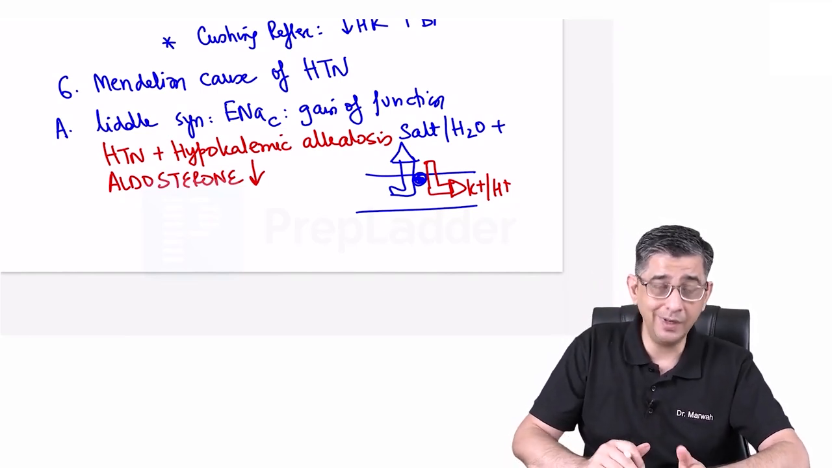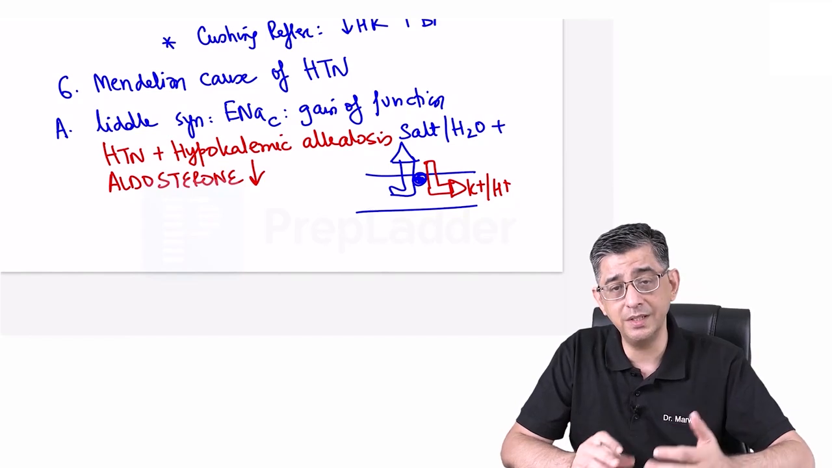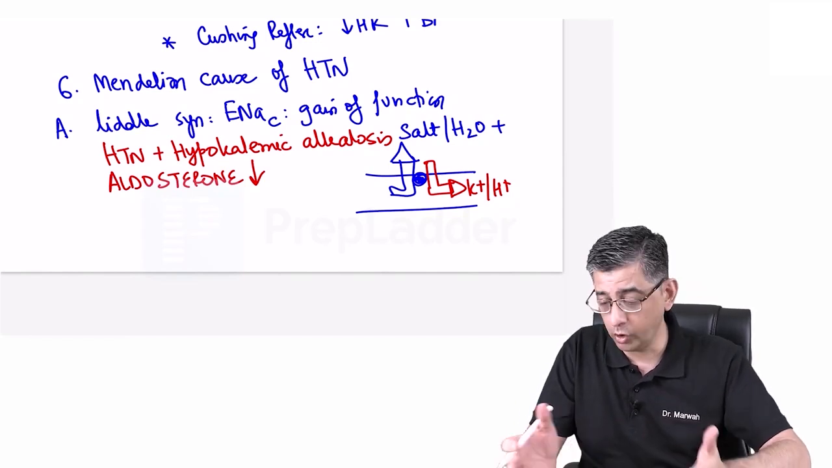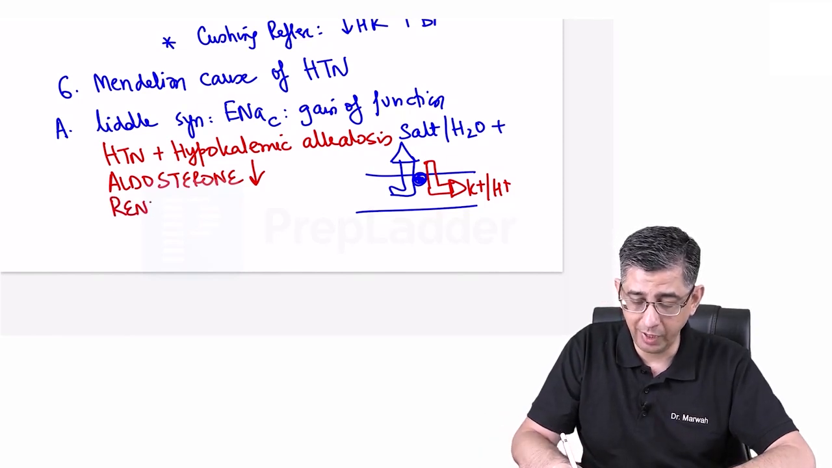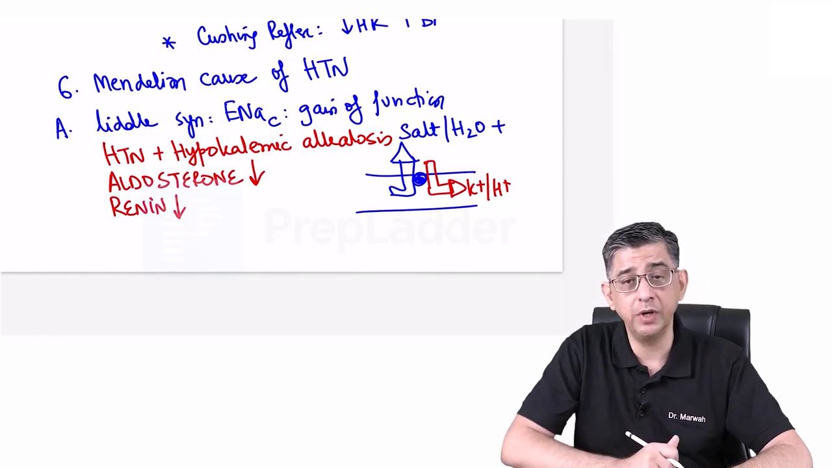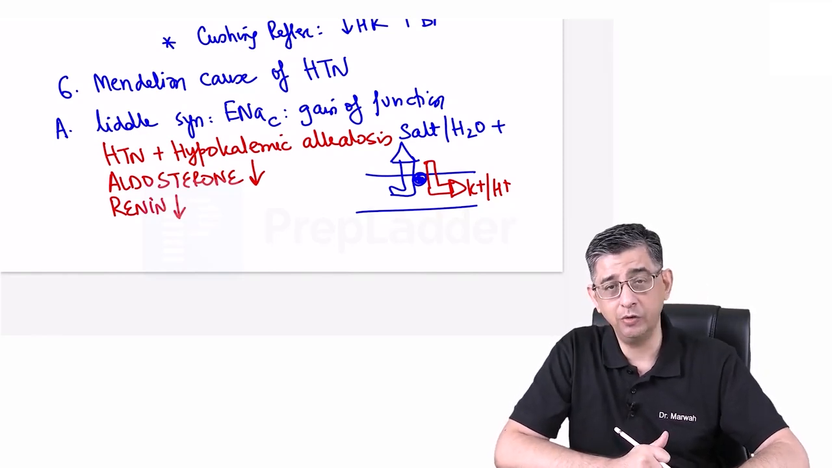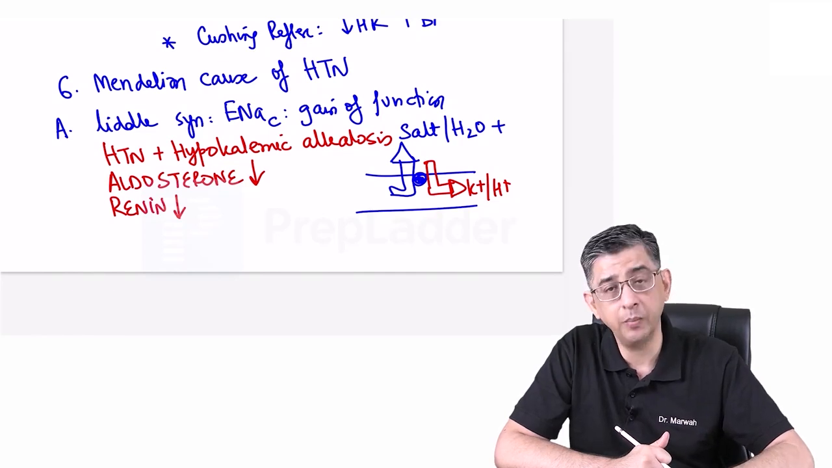Look at the surprising condition I'm telling you: aldosterone is less and still there is a high blood pressure, because the channel is working much more than normal, and because there is a negative feedback to the RAS system, renin will also be less. So this is the second time that I've taught you regarding a low renin hypertension.